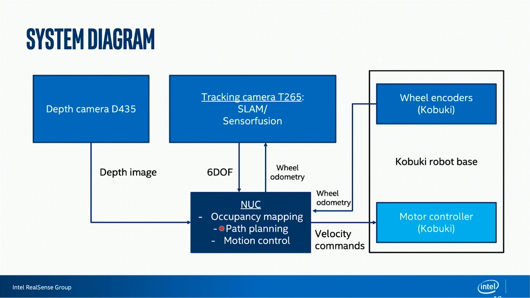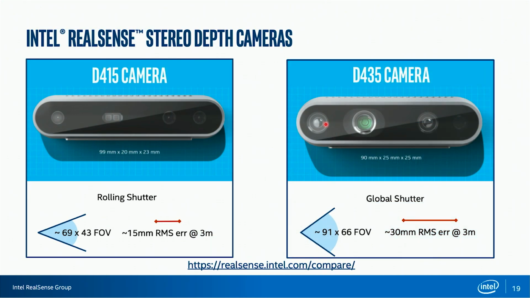This is then used as input for the path planner and ultimately the motion control, which sends velocity commands to the base. I also mentioned the use of the wheel encoder information, which is fed through here and can be used in the fusion. And in the following, I'm going to talk about the different components in more detail.